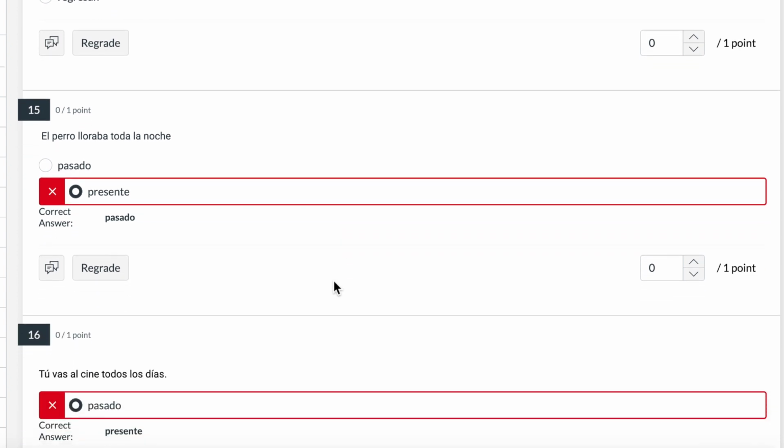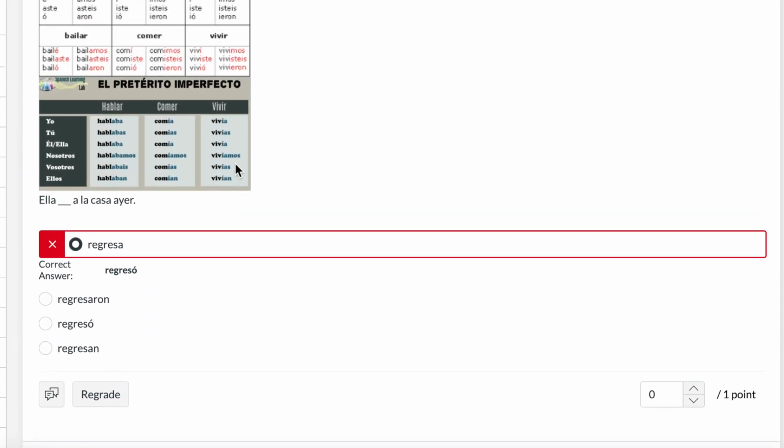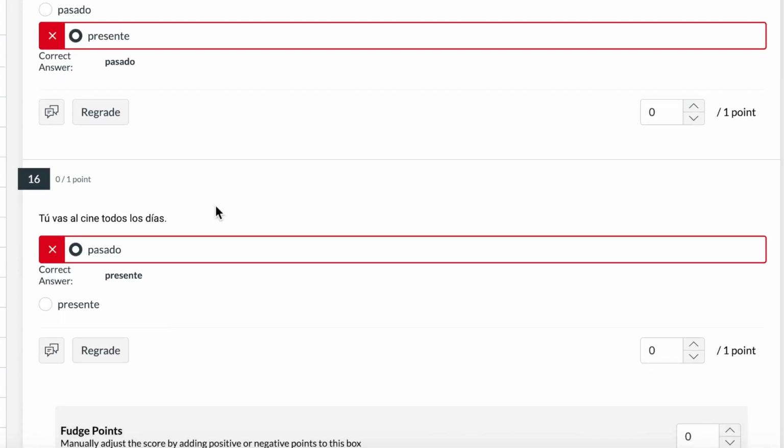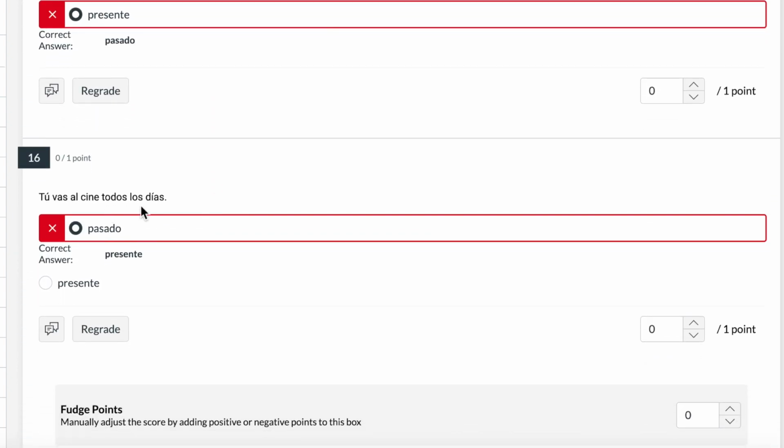And then two more. El perro lloraba toda la noche. Aba. Hopefully you figured it out by now. If you see aba, it is past tense. And then the last one. Tú vas al cine todos los días. You go to the movies all of the days. Present tense. Because if it's you went, it'd be fuiste.